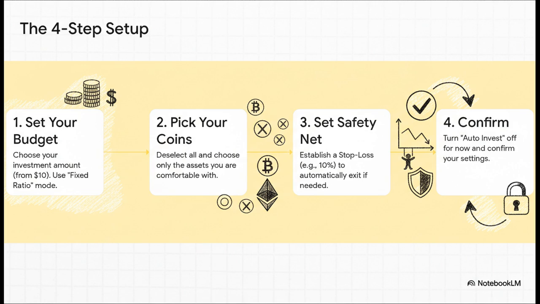The system might try to copy all the coins the trader uses, but what you want to do is deselect everything and only check the boxes for the assets you've actually researched and feel good about, like Bitcoin or Ethereum. Third, set your safety net, your stop loss. This tells the system to automatically get you out if a trade drops by a certain amount, say 10%. And last, you just confirm your settings.